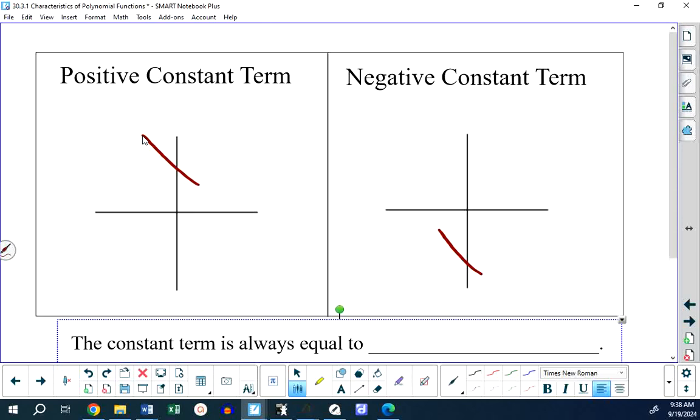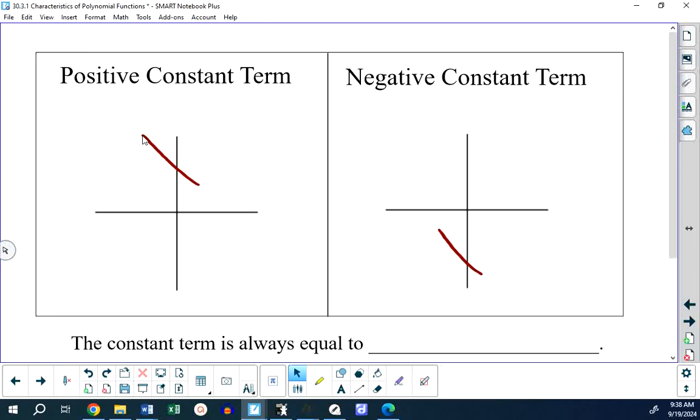And as I said, I changed my note package last night and I was running out of ideas. I think if I were to redo this, I would have just left this bottom note in and forgotten about the graphs. Because the important aspect is the constant term is always equal to the y-intercept.